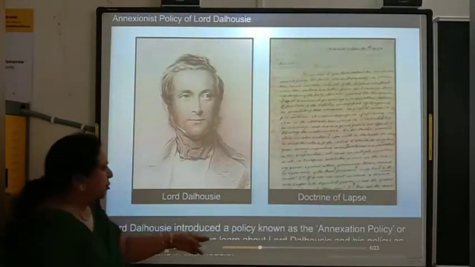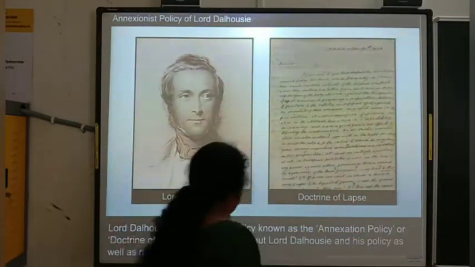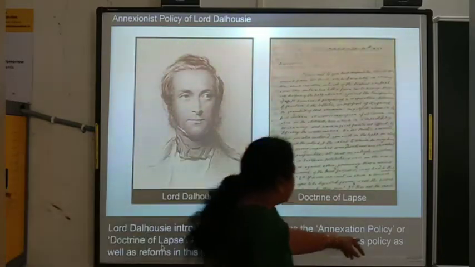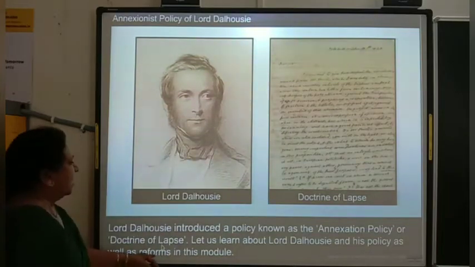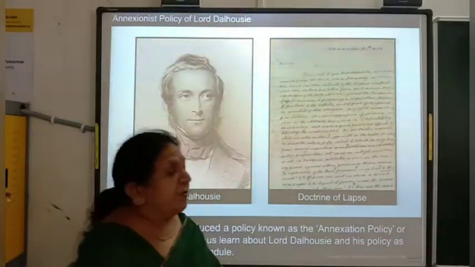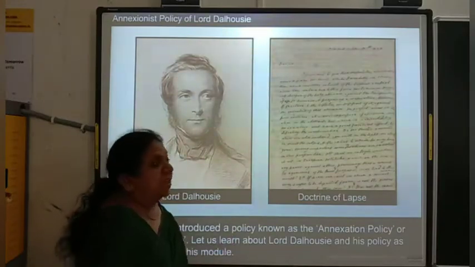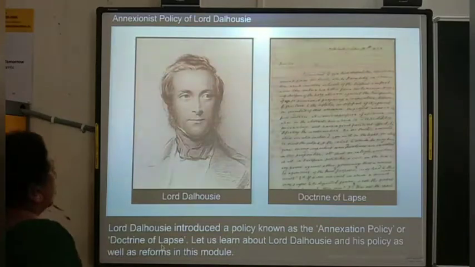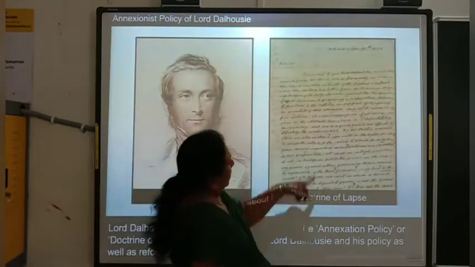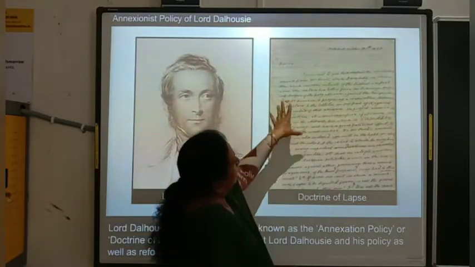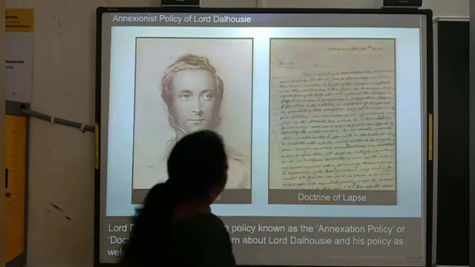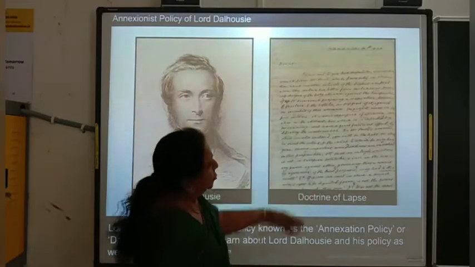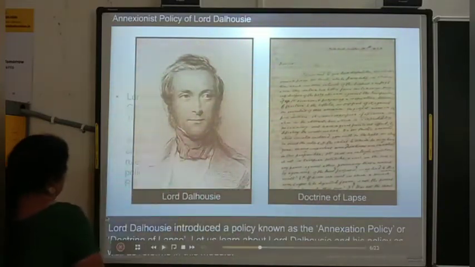See, Lord Dalhousie introduced a policy known as the annexation policy or doctrine of lapse. Let us learn about Dalhousie's policy as well as his reforms. What was the annexation policy, and according to this, what did India have to do? These are all the doctrines of lapse. It was being written on the documents, and India had to go according to this doctrine of lapse.